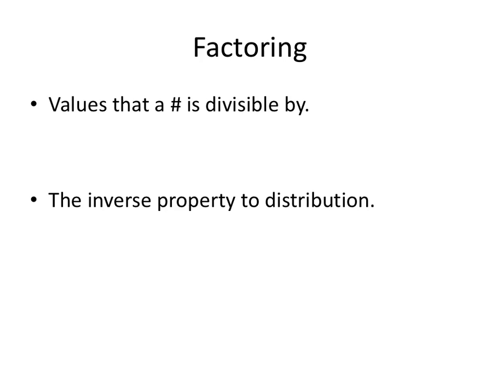So values that a number is divisible by, again, when we multiply all the factors of a number, we should get the number, okay? Factoring, and just on a side note, factoring is an inverse property for distribution. I don't think we get into factoring, maybe we do, other than prime factors. So values that a number is divisible by, if I were to invert that statement, I would say it's numbers that you multiply together to get a specific number, okay?